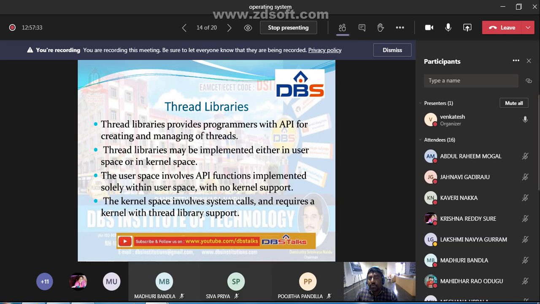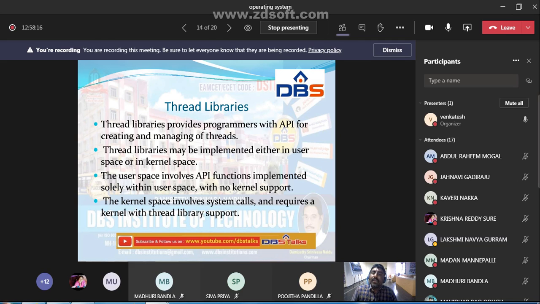What is the definition of a thread library? A thread library provides programmers with an API for creating and managing threads. If threads are created and managed by programmers with an API, then we can say it is a thread library. Thread library is nothing but a programmer creating and managing threads with the help of the API.